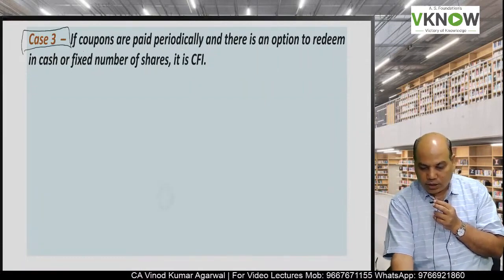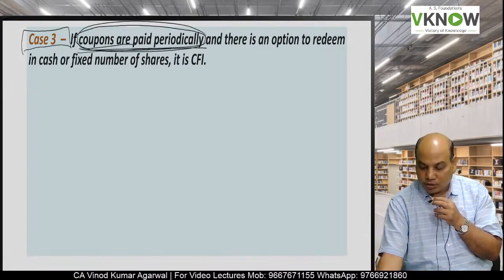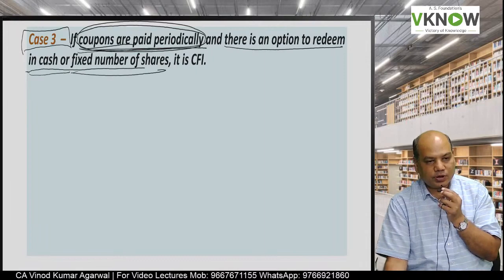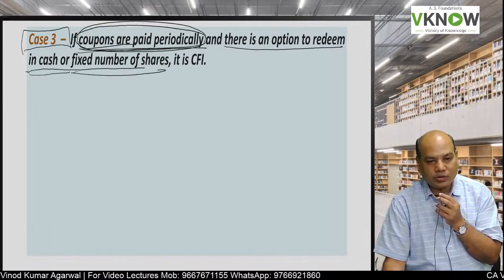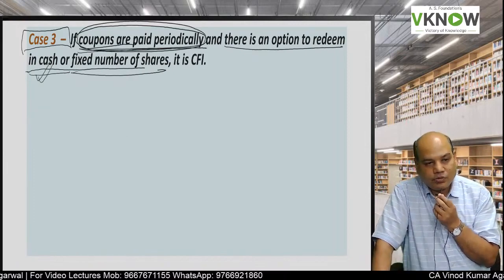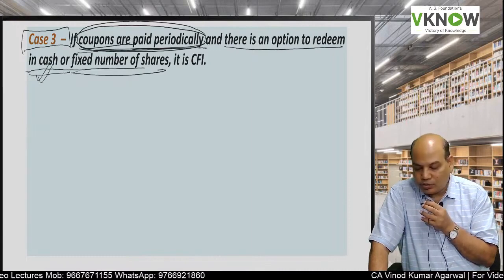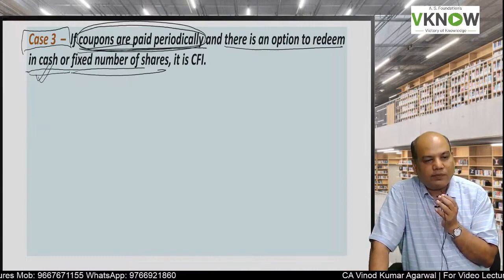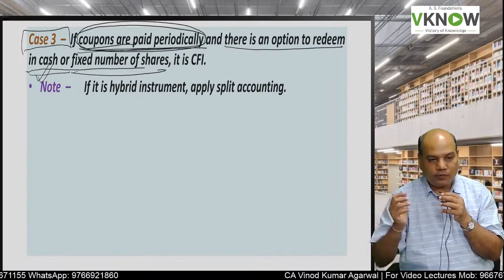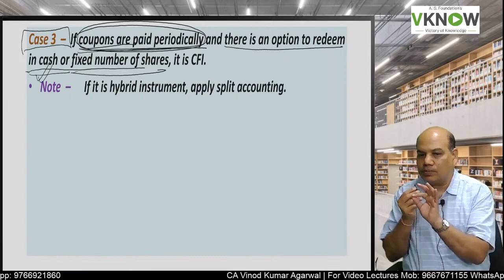Case number 3. If coupons are paid periodically, this portion will be liability, and there is an option to redeem in cash or a fixed number of shares. If the holder decides to get cash, the company has no option but to pay cash, or the holder may demand a fixed number of equity shares to be issued. Then such an instrument is called a CFI, compound financial instrument, because there is an option to issue a fixed number of equity shares.